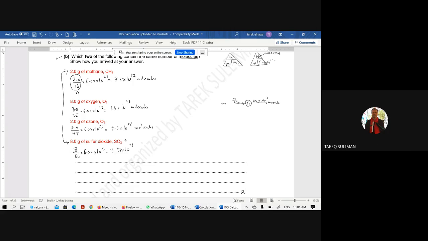Here in this question, show how you arrived at your answer. You need to calculate the number of moles. But if this is a multiple choice question, there is no need to multiply by 6.02 times 10 to the power 23. Just find the number of moles and compare them. If they ask which two contain the same number of molecules, or which one has the greatest number of molecules, then find n and compare.